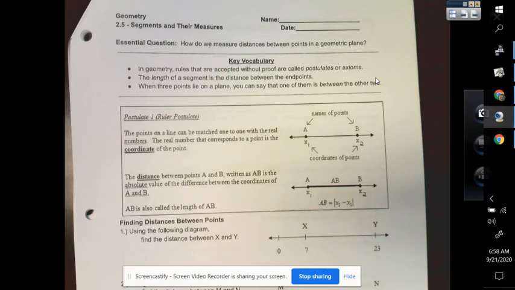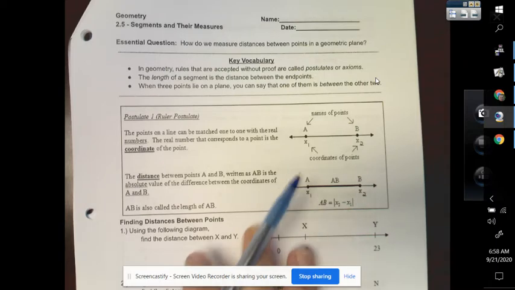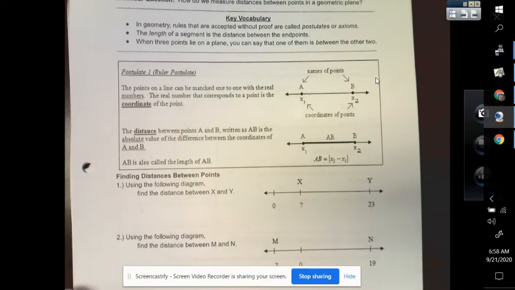But to start off with some key vocab, in geometry, rules that are accepted without proof are called postulates or axioms. So we have theorems like the Pythagorean theorem that we know is true because it's been proven. But there's a lot of things in math that we can use, even though they're not proven true, hence these two names. The length of a segment is the distance between the endpoints. And when 3 points lie in a plane, you can say that one of them is between the other two, which should make sense. So postulate number one, ruler postulate, okay?